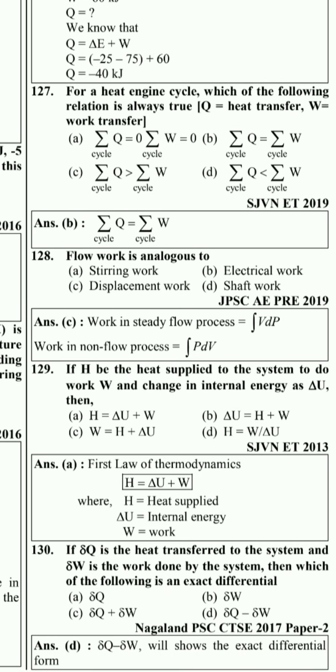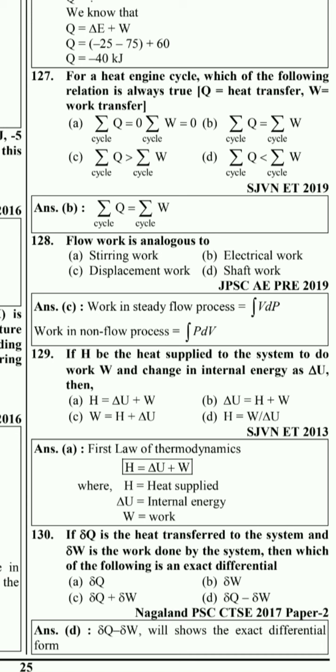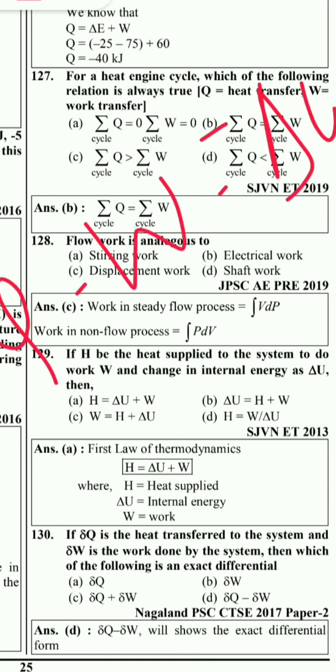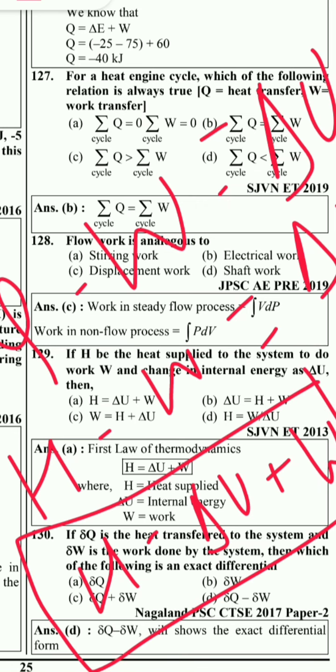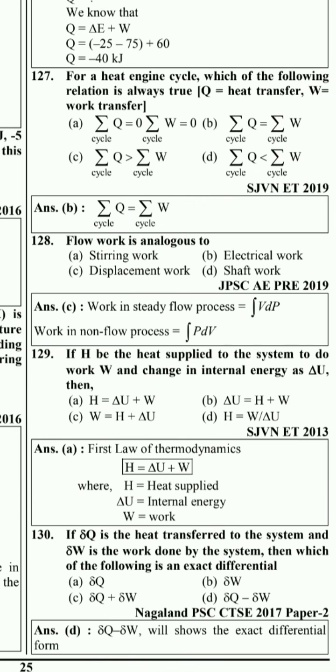If H be the heat supplied to the system to do work W and change in internal energy as delta U, then here you have to simply use the formula, that is Q minus W is equal to delta U. So instead of Q, we have to put H, because H is the heat supplied to the system to do work W and change in internal energy delta U. So H will be equal to delta U plus W. So it is given in option A. So option A will be the right answer.